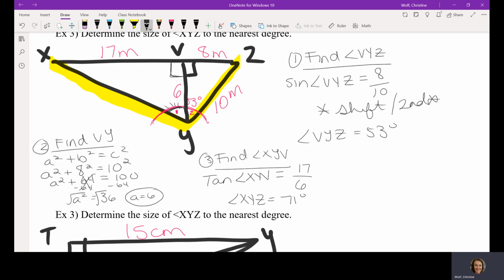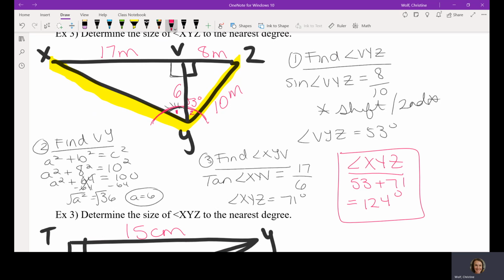Okay, we're not done. What do we do now? Yes, Emily? So ultimately, we were looking for angle XYZ, which was the big entire angle. So we have to go 53 plus 71, the 2 answers we got. And that whole angle then is 124.